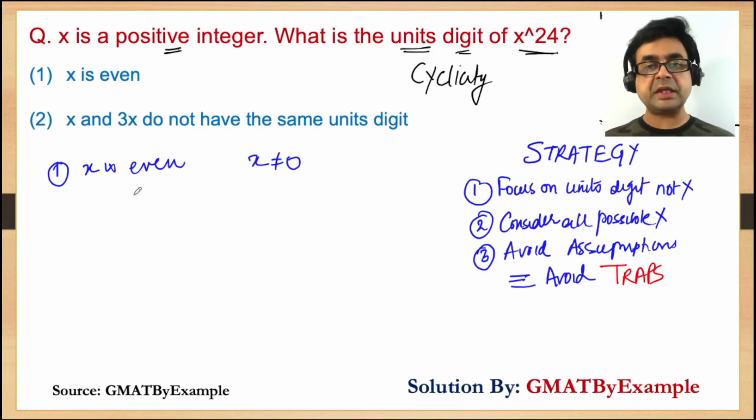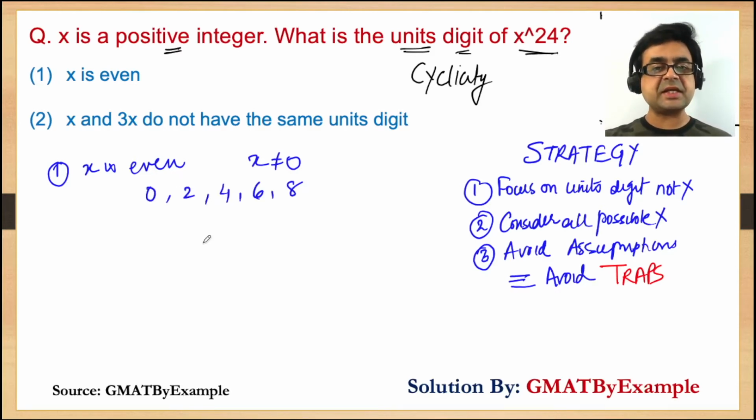So what are the even numbers possible then? 0. And what is the cyclicity of the units digit for each of these values? And this is the important concept that you have to remember.